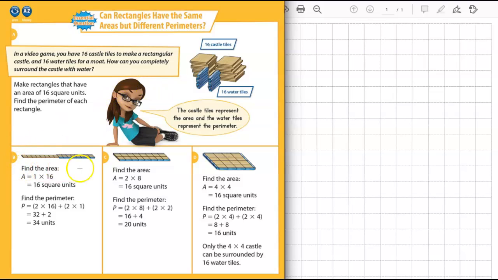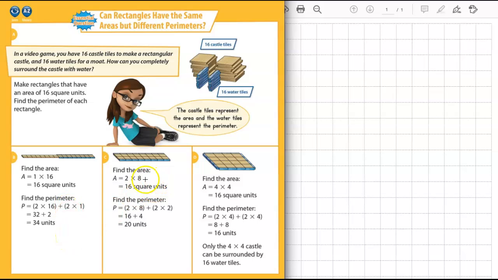So if we look at this first castle, we see that the area is 1 by 16, so it's 16 square units. And then the perimeter, if I look, it has 8 here for the moat on this side and 8 for the moat on this side, but it doesn't go around the whole perimeter. In order to go around the whole perimeter, you need 34 units. So the perimeter and the area are not the same.